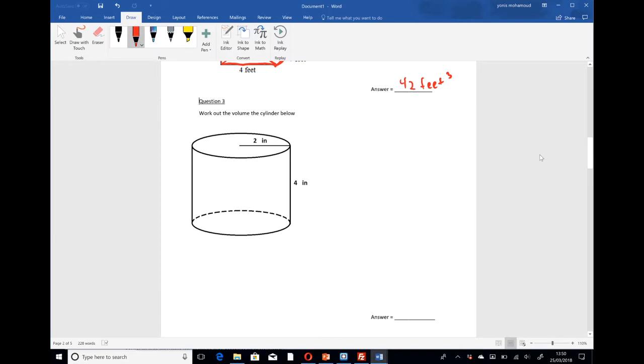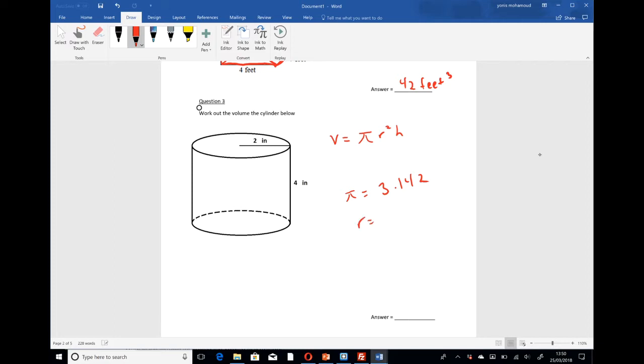Okay, so let's go over question 3. Question 3 asks, work out the volume of the cylinder below. To work out the volume of a cylinder, you're going to have to memorize the following formula, which is volume is equal to pi r squared h. Pi, if you hit it on your calculator, will give you something like 3.142.